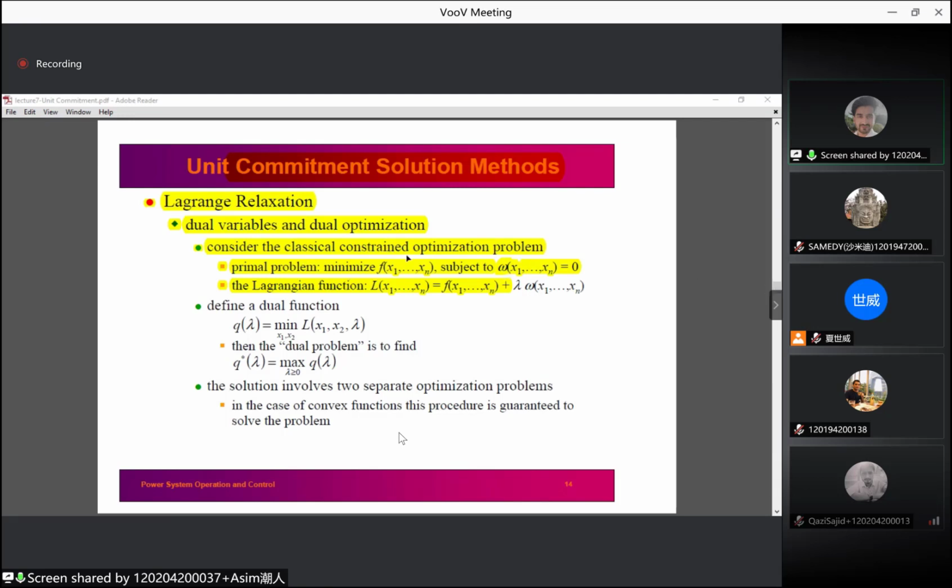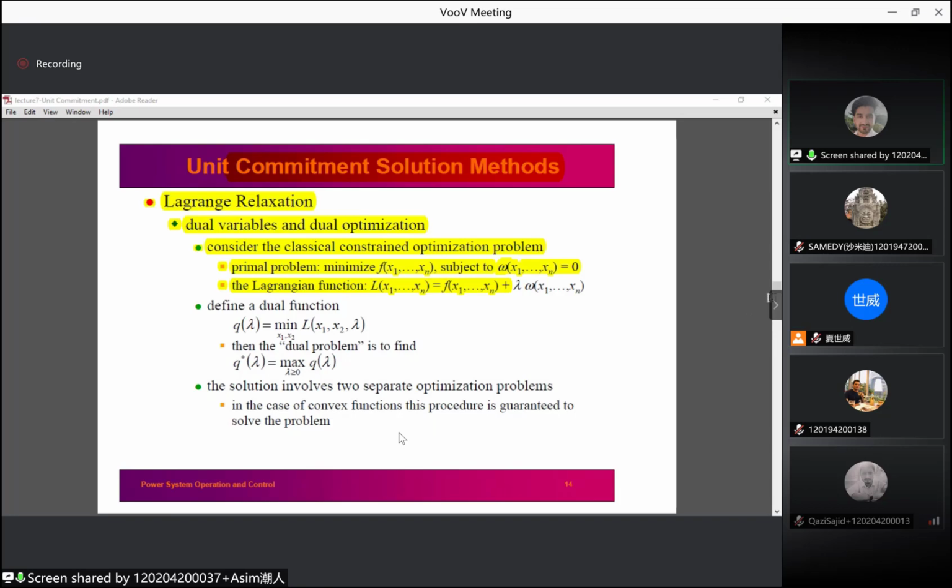Here, consider the classical constraint optimization problem. One is the primal problem: minimize f of x1 up to xn, subject to omega of x1 up to xn equal to 0. We will discuss the Lagrangian function further and solve an example on it. The Lagrangian function is L of x1 up to xn equal to f of x1 up to xn plus lambda times omega of x1 up to xn. This is the Lagrangian function.